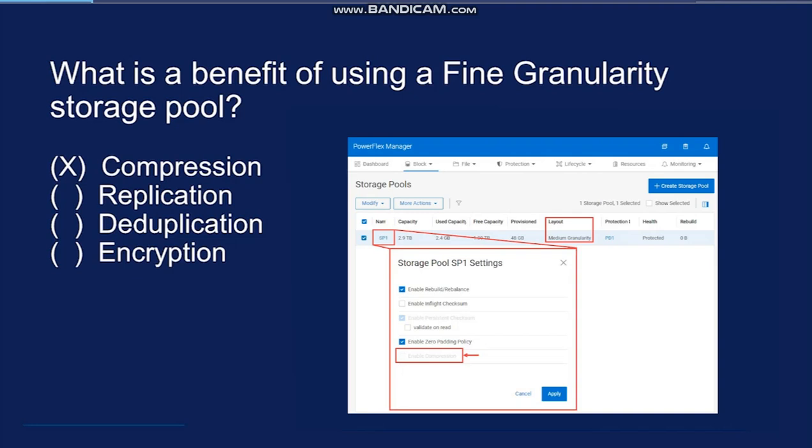This question is testing if you understand the differences between the 2 types, specifically the fact that only fine granularity storage pools support data compression. This can be seen in the image of a medium granularity storage pool's properties. Compression is simply not available. Both types of storage pools support replication, deduplication, and encryption, so none of those features would serve as a differentiator between the two.